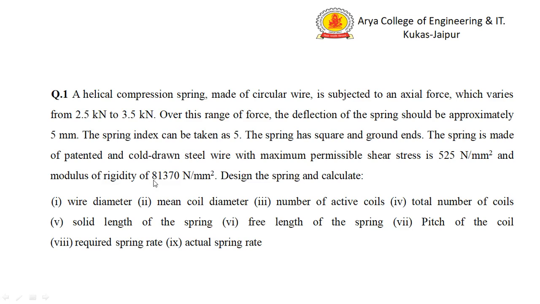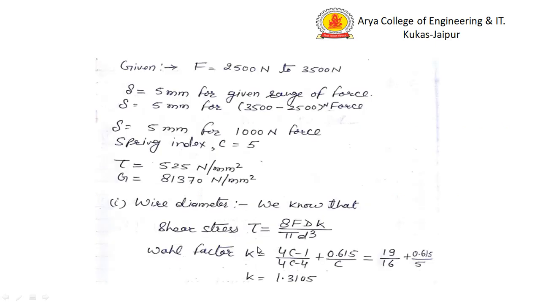Modulus of rigidity is 81,370 Newton per mm square. We have to find out the wire diameter, mean coil diameter, number of active coils, total number of coils, solid length of the spring, free length of the spring, pitch of the coil, and spring rate required and actual. So what are the given values?